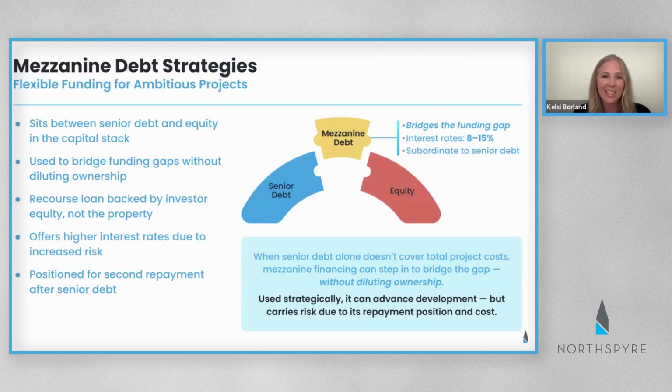So next up in the capital stack is your mezzanine debt. Mezzanine debt is a really interesting kind of hybrid tool. It is a blend of debt and equity. And essentially it's sitting in that second repayment position. So senior debt's paid out first, then mezzanine debt. For that reason, it's a little higher risk for the lender and it's going to carry a higher interest rate as a result. But interestingly, mezzanine debt has some interesting features.